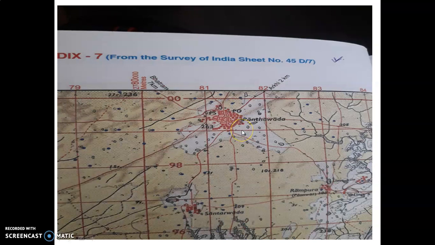Now the last thing we'll learn about in this slide is which town is prominent here. As you will see, this is Panthavada, Santarvada, Rampura, so many settlements or so many important towns are here. So out of all, which one is more prominent, which one is more important? On what basis can we say that this settlement is important? On the basis of facilities. So the presence of PO, post office, police stations, and several other facilities makes this Panthavada town prominent or important. And last, if you will observe these numbers, 236, 109, 218, these are the spot heights.